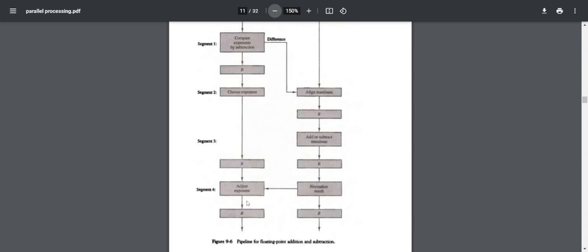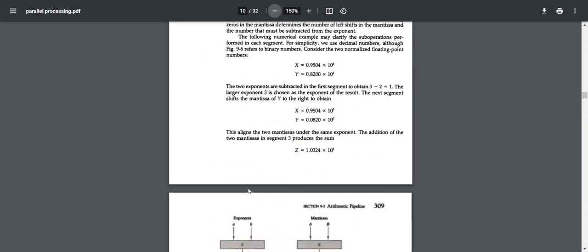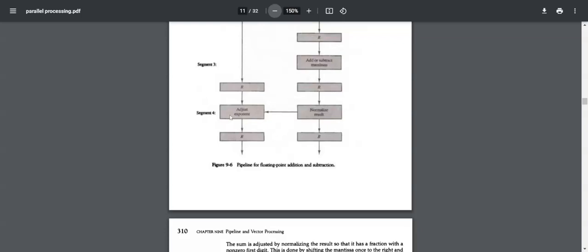And in the fourth segment, you will adjust the exponents as per the necessity. By adjustment, I mean to say, if the problem asks to deliver the result in 10 to the power 2 format, then you have to adjust it. If it says to represent the result in 10 to the power 4 format, then you have to adjust your mantissa for the result in that way. So in the segment 4, you can adjust that and then deliver the result here. You can see that here the results are being delivered.